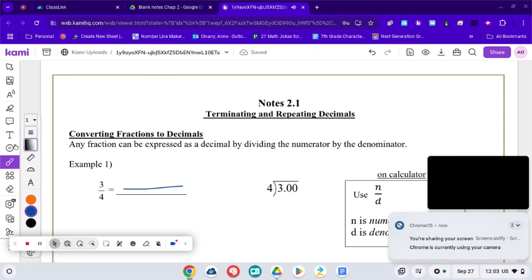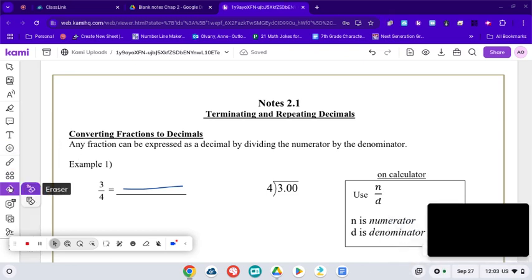So this is notes 2.1. I want you to notice that it's describing terminating and repeating decimals. Think about what terminating means when you might have heard of the movie The Terminator. He ends things. Terminating means that the decimal is going to end. And repeating obviously means that it's going to repeat.